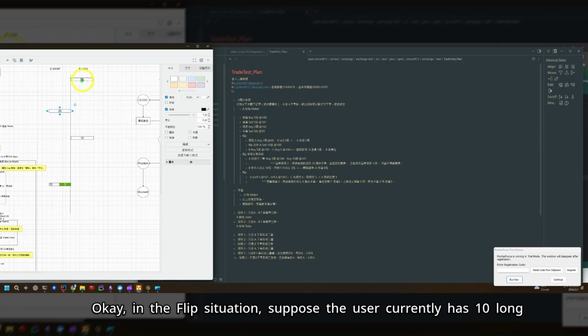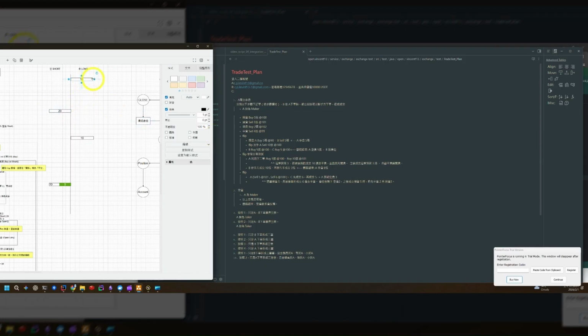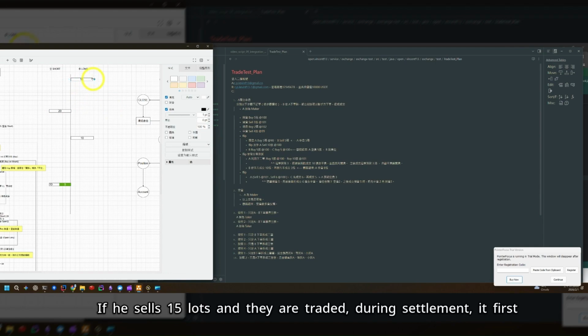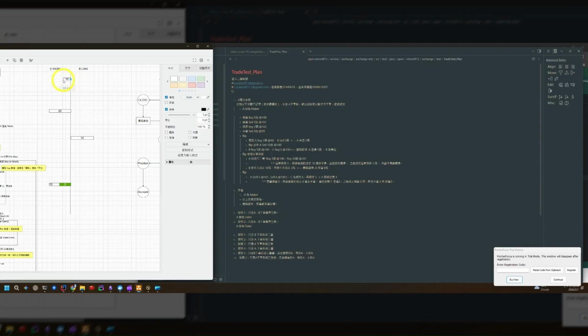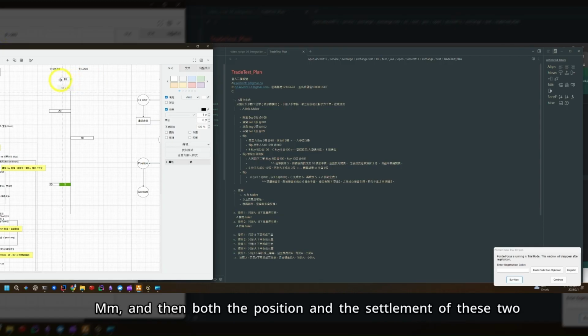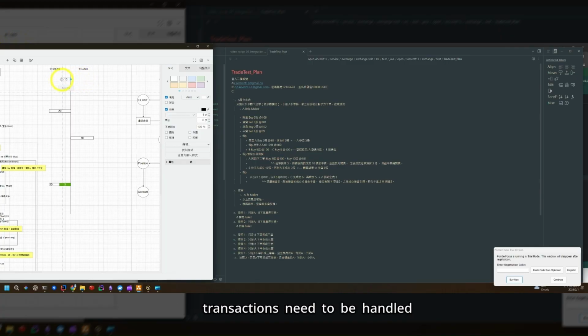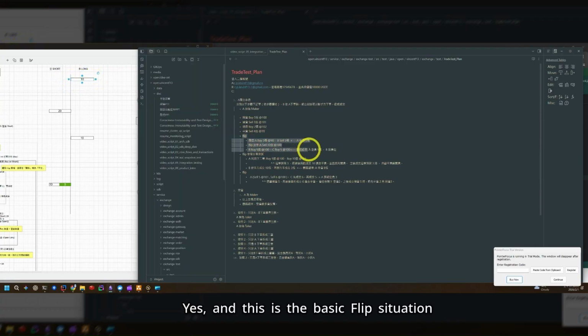Okay, in the flip situation, suppose the user currently has 10 long positions. If he sells 15 lots and they are traded during settlement, it first closes 10 lots, then automatically reverses to open 5 lots. And then both the position and the settlement of these 2 transactions need to be handled. Yes, and this is the basic flip situation.